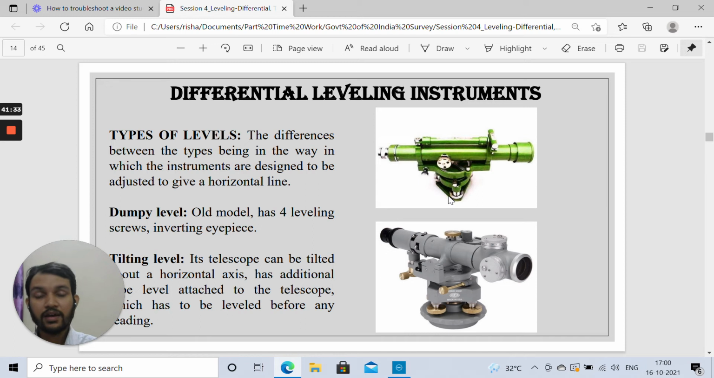Next thing in this is the dumpy level. When we look through this, the reading that we get with the help of the eyepiece is an inverted reading. So for that, most of the time the inverted leveling staff is also used, in which the readings are written in reverse order and we get the correct reading from that when we read it out.